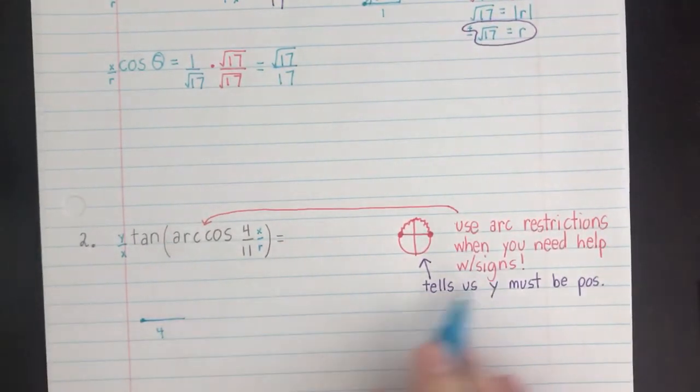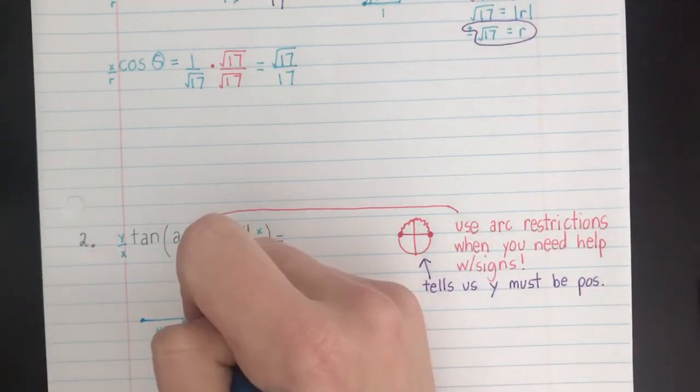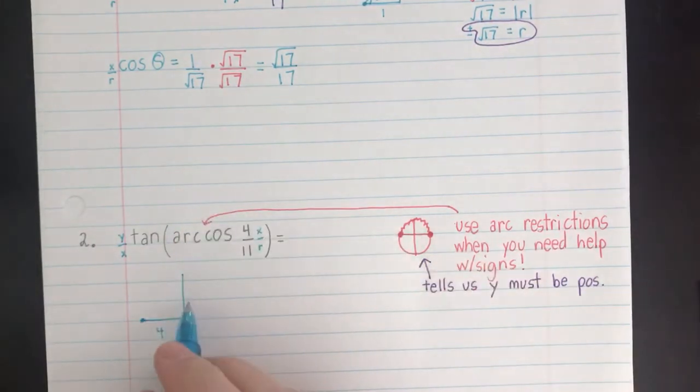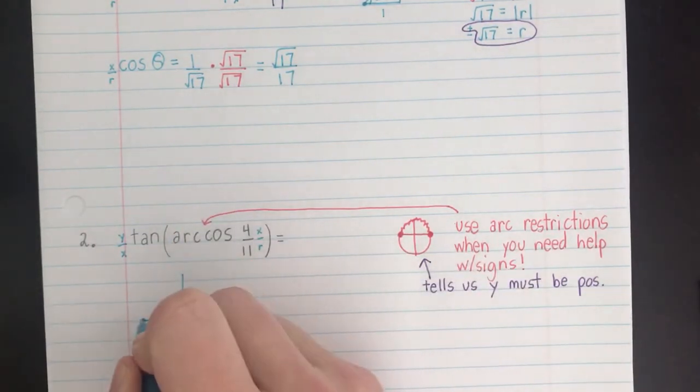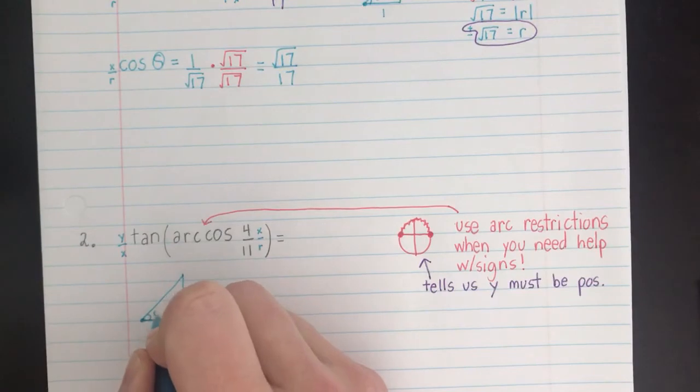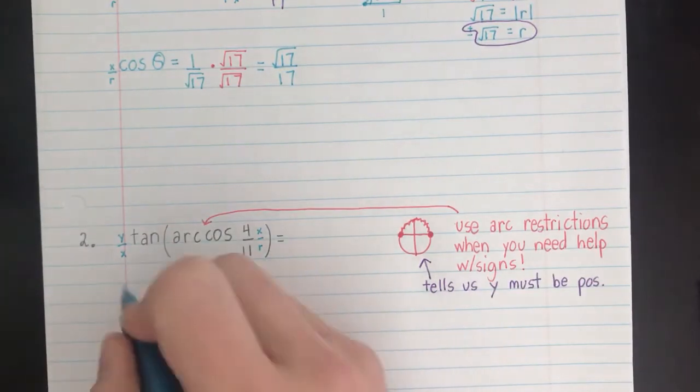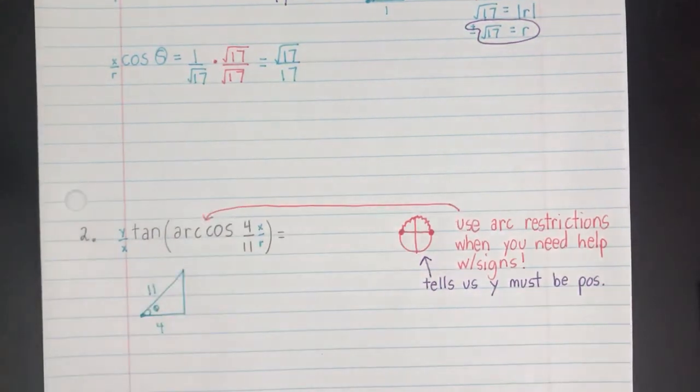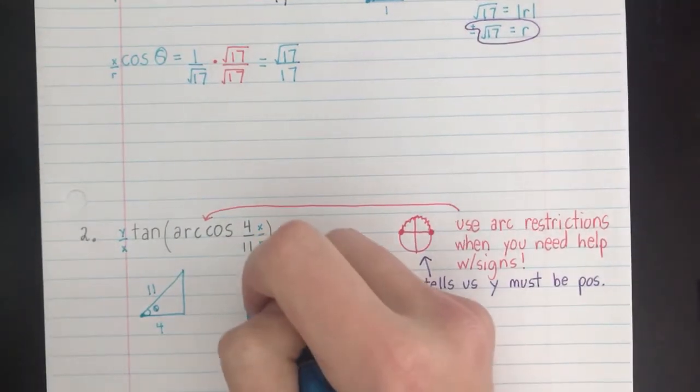We don't know what y is, but we do know it's positive, so that means we'll go up instead of down. We don't know what it is, but we know it's positive. And then the angle we're talking about is the angle created here. We do know our r value is positive 11. Okay, so let's use our trig.